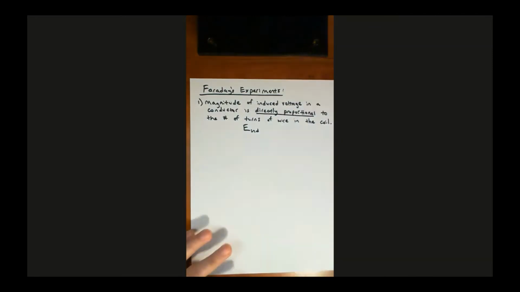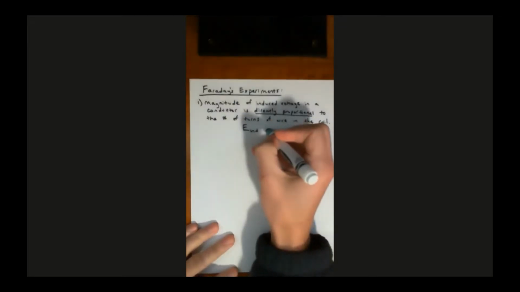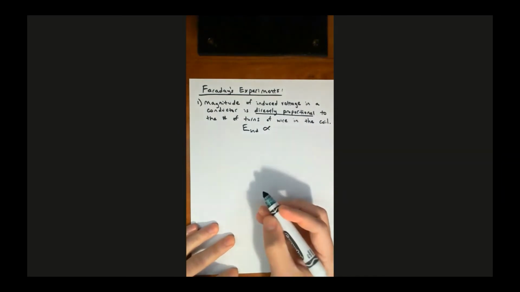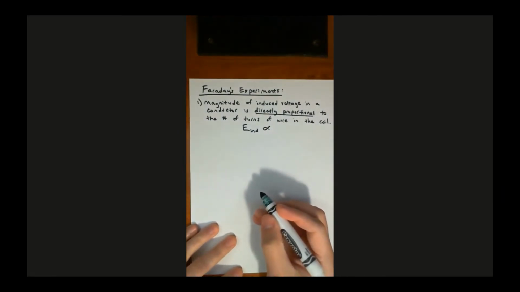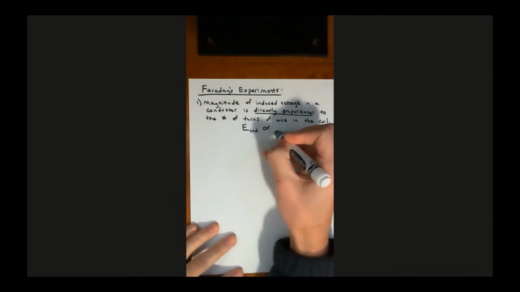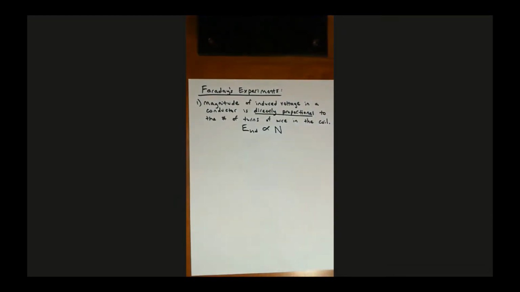Now don't ask me why, I don't know why this is, but the term that we use for induced voltage, the variable, is E. So you're going to have to get used to that. Voltage is often abbreviated with the symbol V, but in generator theory, which is what we're leading toward right now, induced voltage is usually symbolized with the letter E. So E induced is proportional to, that's a Greek letter alpha, that means proportional to, N, where N is the number of turns in the coil.